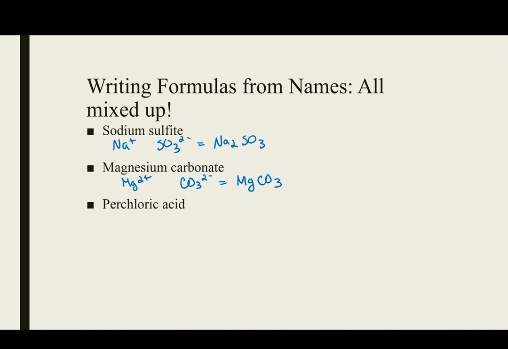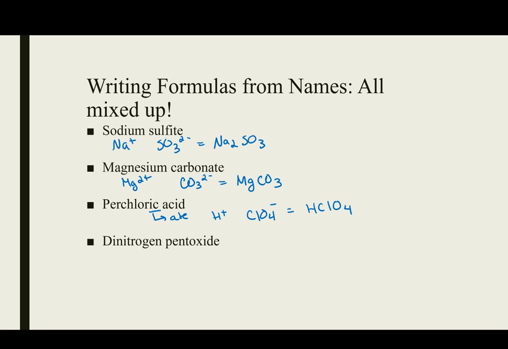Perchloric acid. So there's no hydro in the name, so this tells me it's an oxyacid. It contains oxygen. Ic goes to ate, so this is going to be hydrogen and perchlorate, which is ClO4, -1 charge. So they cancel each other out already. I just need 1 of each, HClO4.